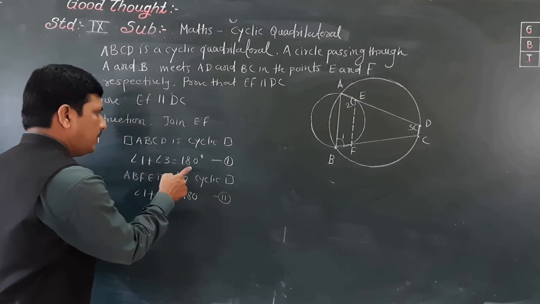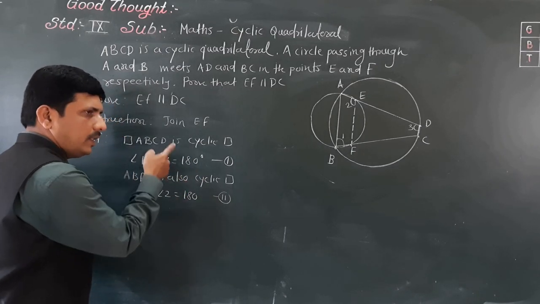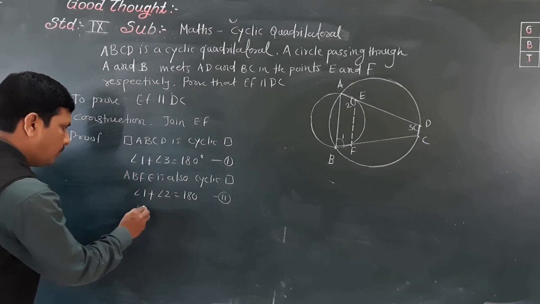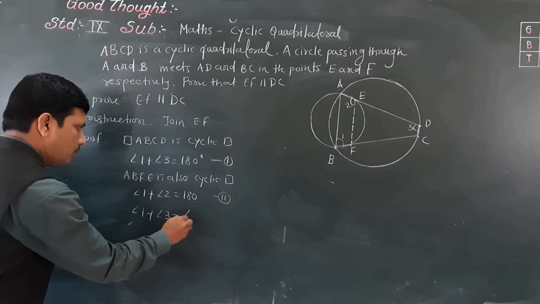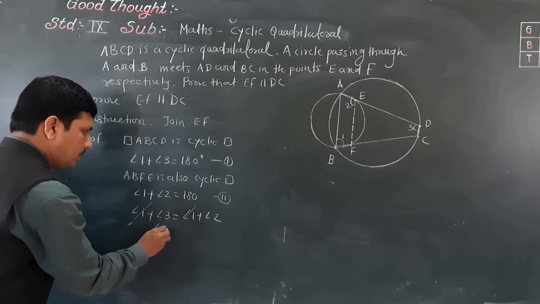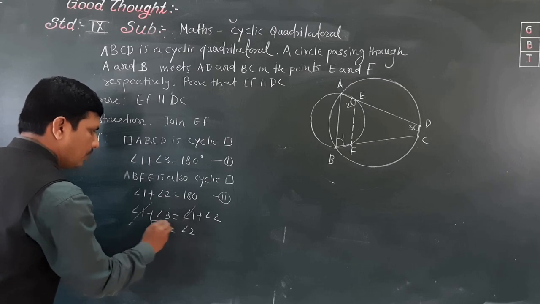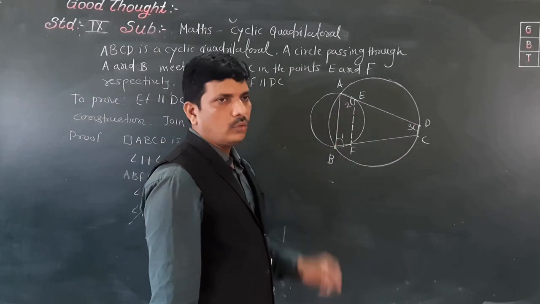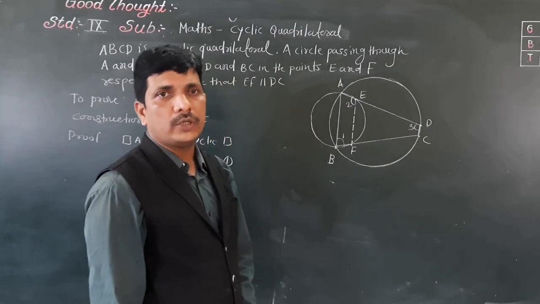Angle 1 plus 3 is 180 degrees, angle 1 plus 2 is equal to 180 degrees. So we can equate the LHS: angle 1 plus angle 3 is equal to angle 1 plus angle 2. So angle 1 will be cancelled. So angle 3 is equal to angle 2. Angle 3 and angle 2 are equal, and both angles are corresponding angles of each other.